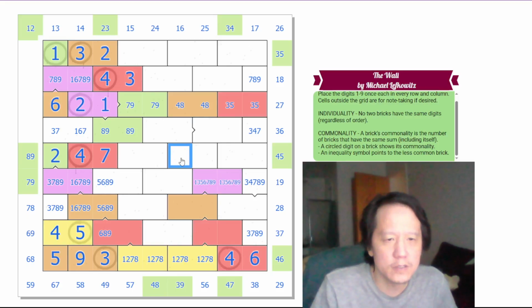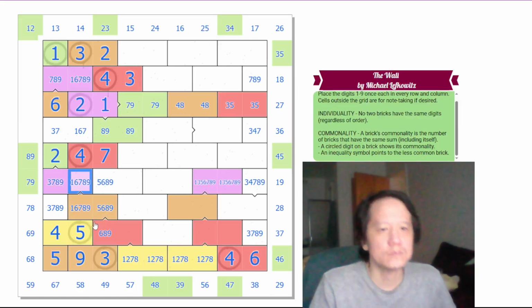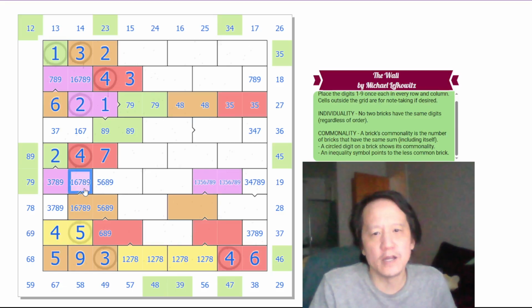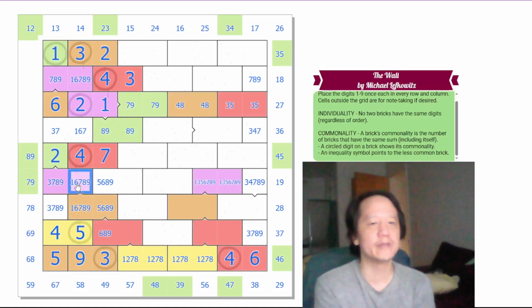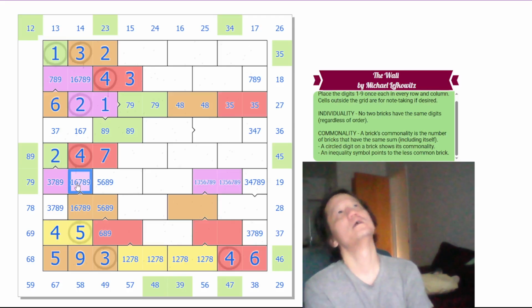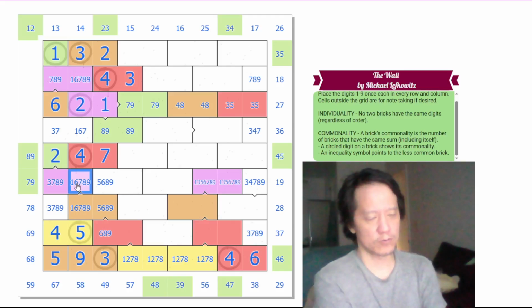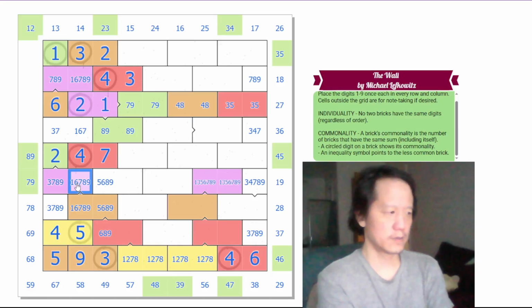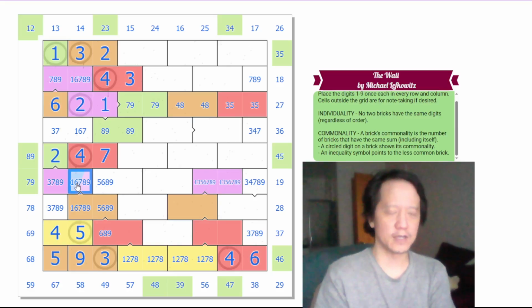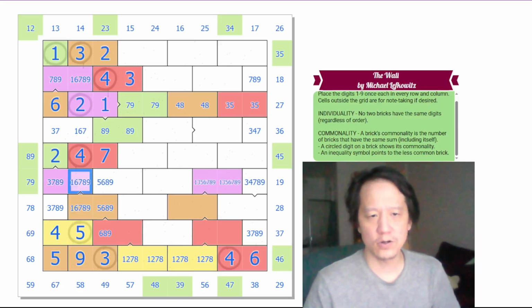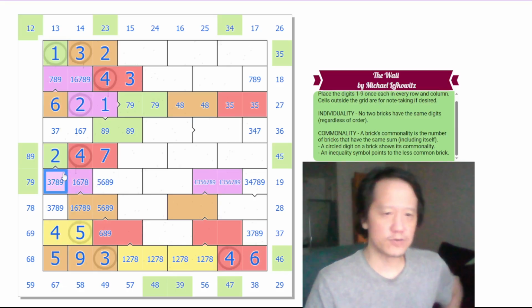Can this ever be 9? No, I think the answer to that is no. Because if this is 9, it has to be 2 commonality. It has to be 6, 9 or 5, 9. And that's not allowed. So this can't be 9 here. Because this can't be 5 or 6.